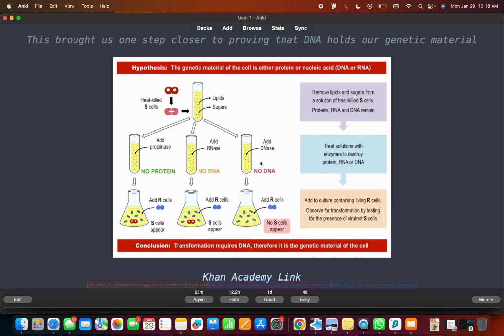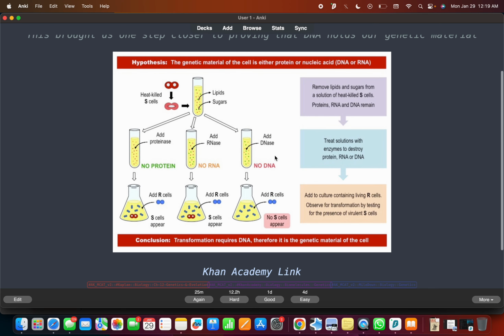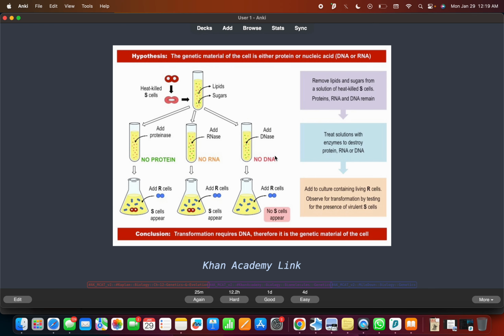How did they have DNase, RNase, proteinase back in the day? God knows. We can research. If anyone knows that, you can drop it in the comments if you research that.